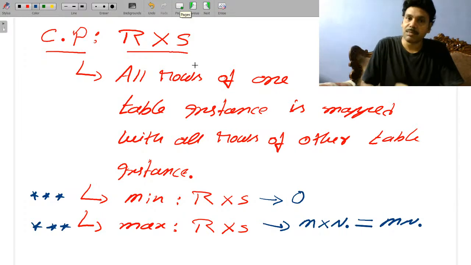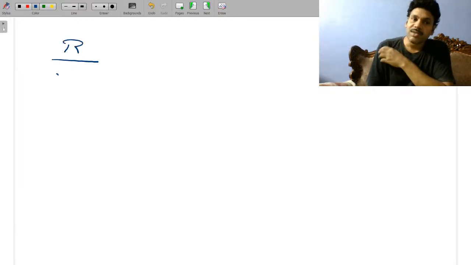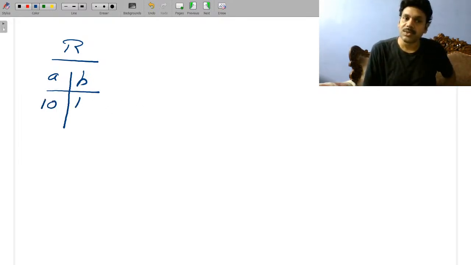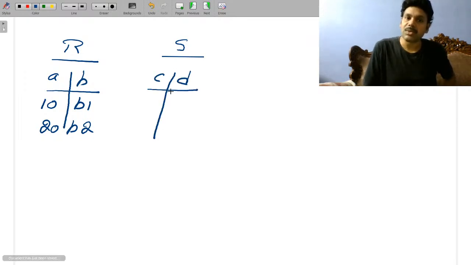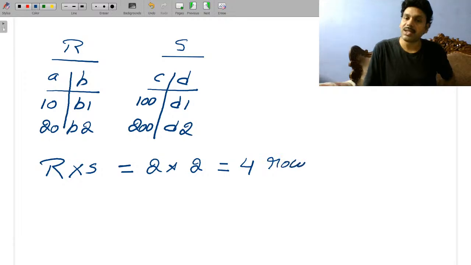So let us take one example carefully. What is the cross product? Say there is a relation R which consists of attributes A and B, with tuples like this: 10 and B1, and 20 and B2. And there is another table instance S, having C and D, and there are some tuples, for example, 100 and D1, 200 and D2. Now, if I am asking what is your R cross S, I can say that your two tuples are going to be mapped with the other two tuples. Then you are going to get the answer as how much, friends? 4. That's why I said the maximum is always in the form of M into N.